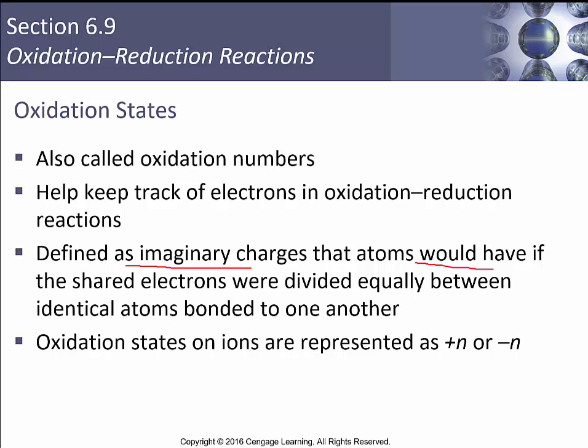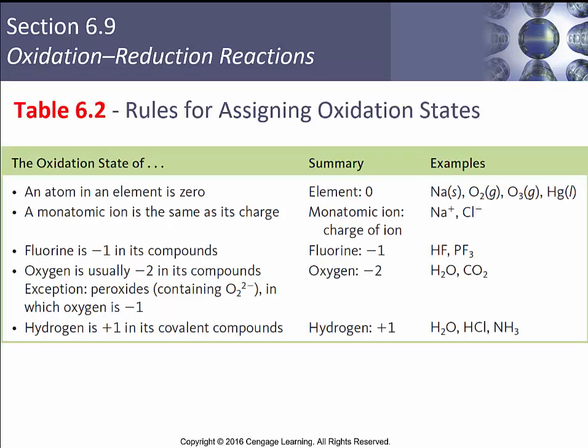An atom in an element is zero. So for an element, like sodium solid, oxygen gas, O3 gas, or mercury liquid, those are all going to be zero. If you've got a monatomic ion, it's going to be the same as its charge. So Na plus is going to be plus 1, Cl minus is going to be minus 1, and O2 minus will be minus 2.